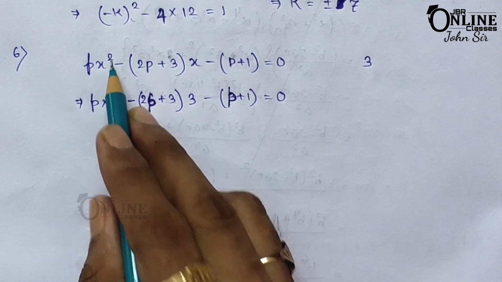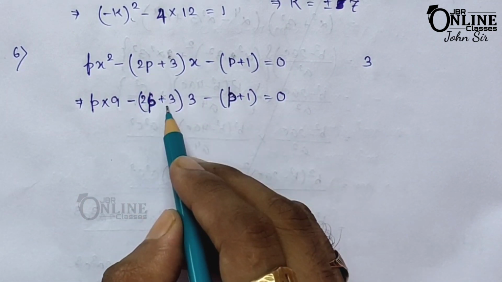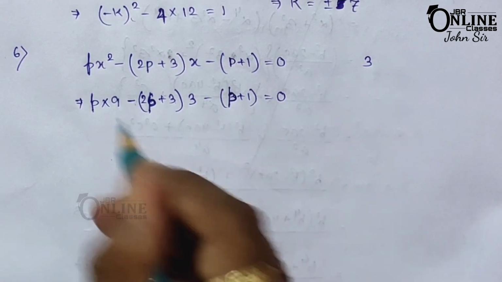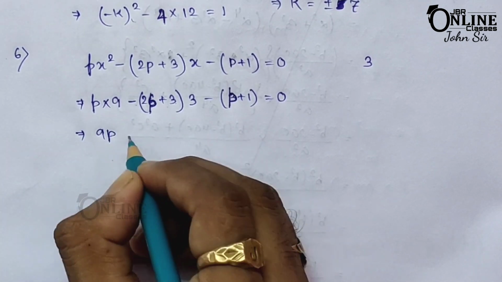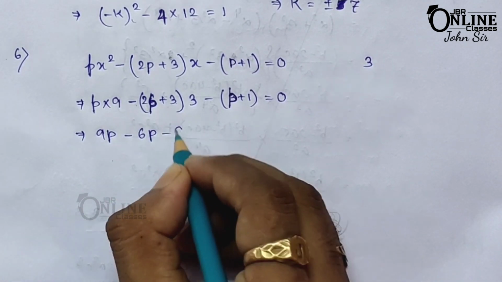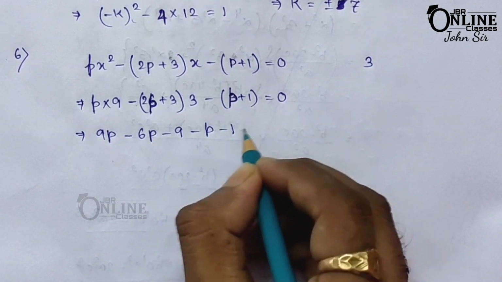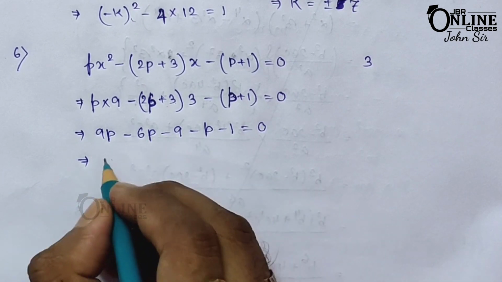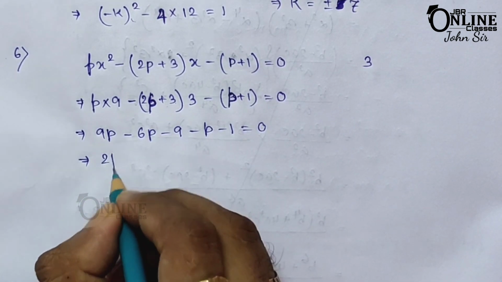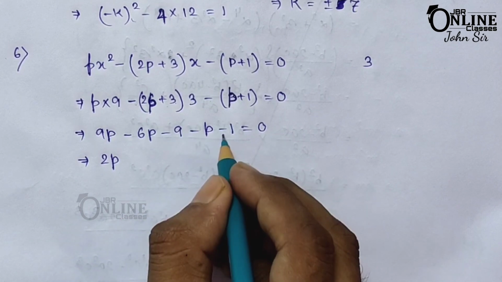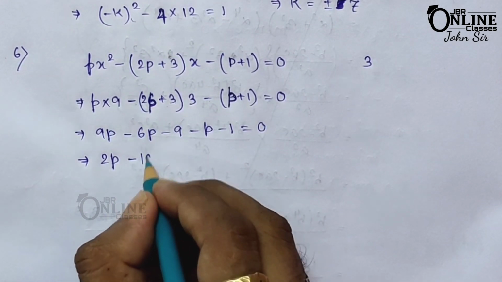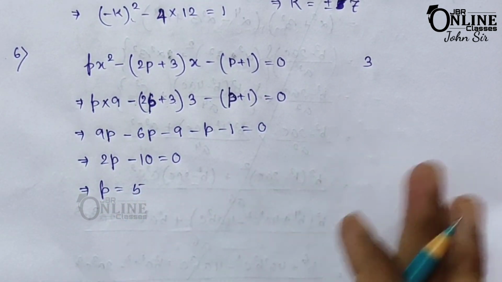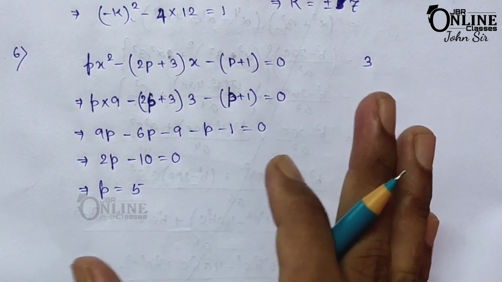So p into 3 square means 9p, minus 2p plus 3 into 3, minus p plus 1, equals 0. So from that 9p minus 6p minus 9 minus p minus 1 equals 0. So 9p minus 6p minus p is 2p, and here minus 9 minus 1, so minus 10, equals 0. So from that p equals 10 by 2, that equals 5. So that is your first answer.